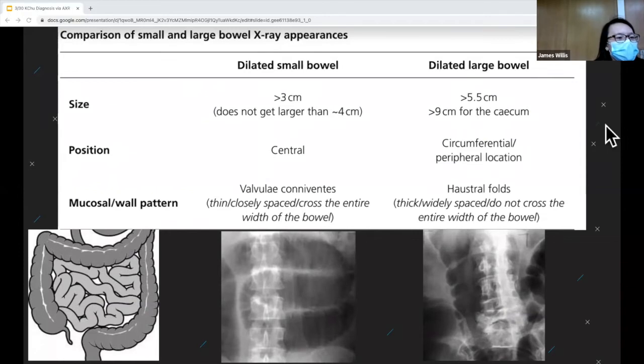And again, about the intestinal gas patterns, we see this a lot as well. For small bowel, if it's over 3 centimeters, it's considered dilated. The position of the small bowel is more central in the abdominal X-ray. The mucosal wall pattern is also called valvulae conniventes. They are thin and closely spaced, and they cross the entire width of the bowel. Compared to the large bowel, if it's greater than 5.5 centimeters, that's considered dilated, and over 9 or 10 for the cecum and sigmoid. It's mostly circumferential around the picture, and you can see the haustral folds, which are thick, widely spaced, and don't cross the entire width of the bowel.